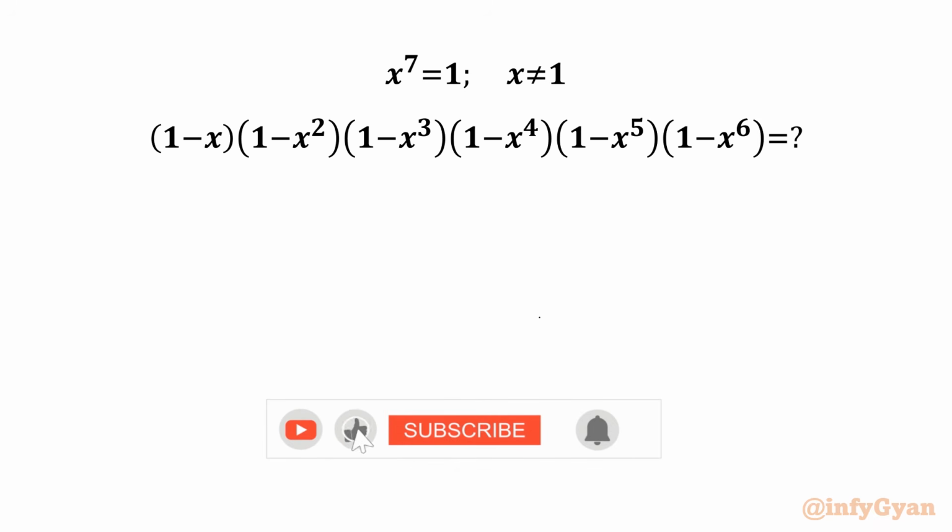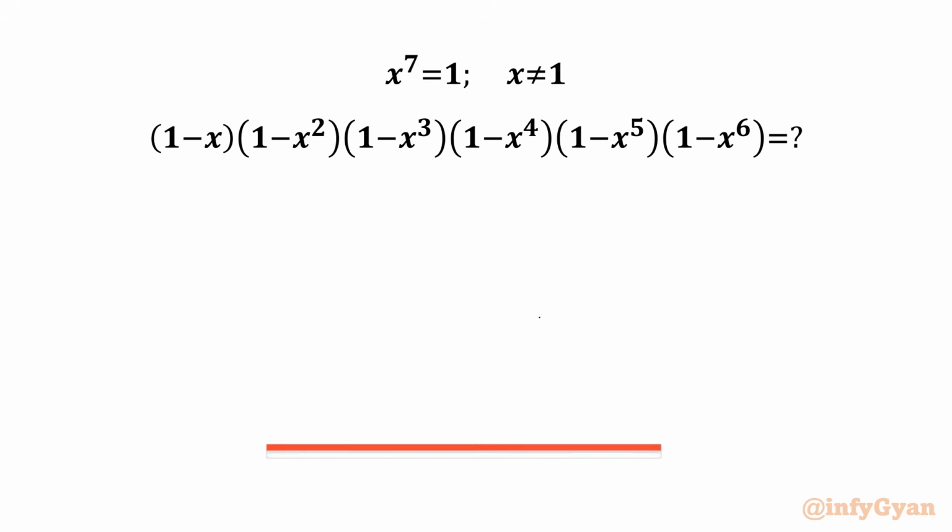Today in this video we have another very interesting question from algebra. We have x power 7 equal to 1 but x cannot be 1. That means our x is a complex number. Now we have to evaluate this massive product. Most of us try expanding and get stuck, but there is a stunning trick hidden inside. You can pause the video and try this problem on your own first.